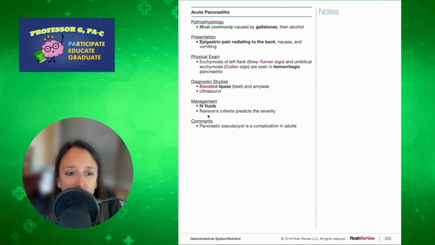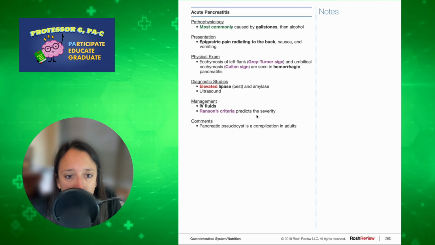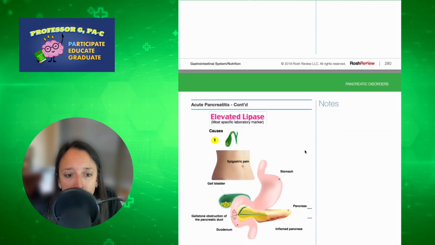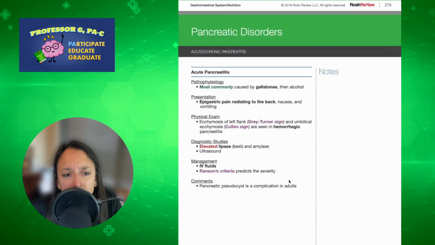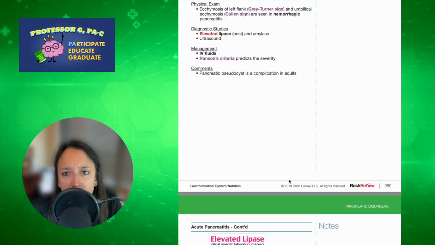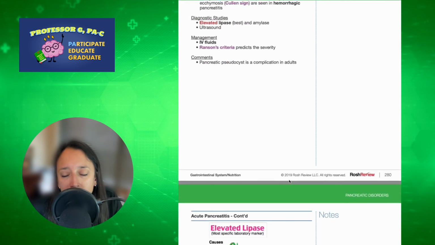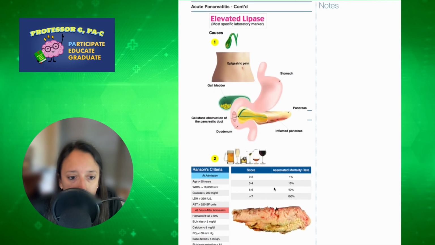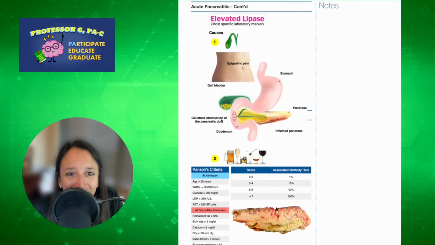And then we want to keep them NPO, give them lots and lots of IV fluids, and then use Ranson's criteria to predict the severity. And I don't see that they've included Ranson's criteria here, but you should definitely know the mnemonic and know the different components. Oh no, here we go. We're good. We have it here.